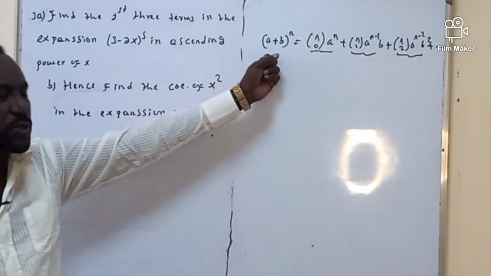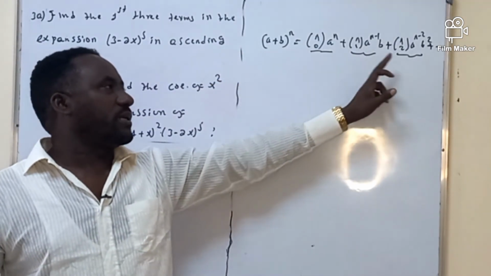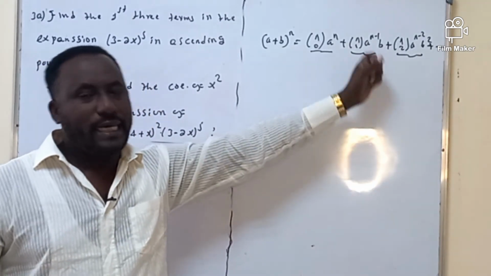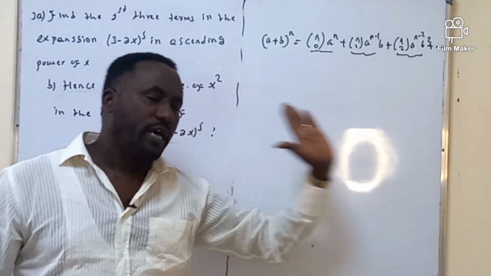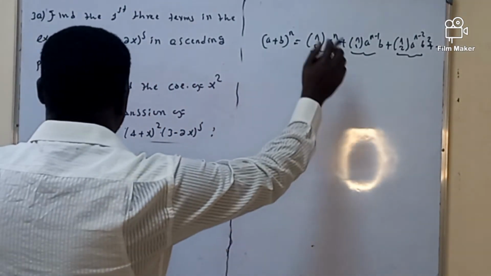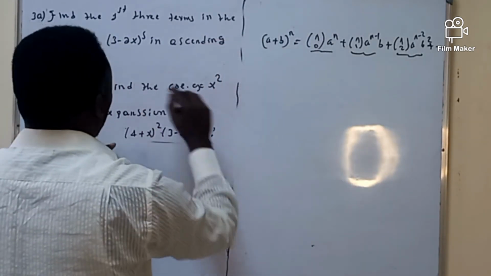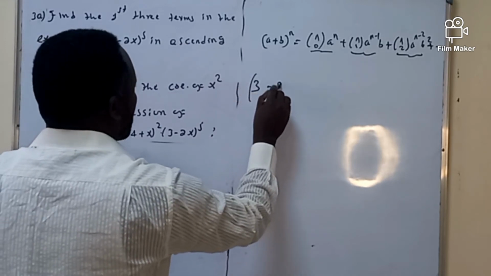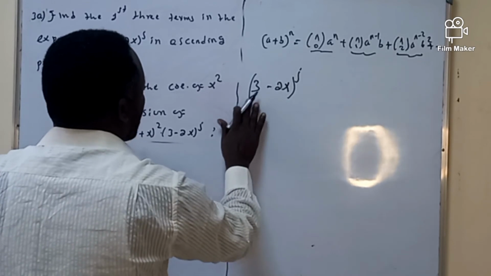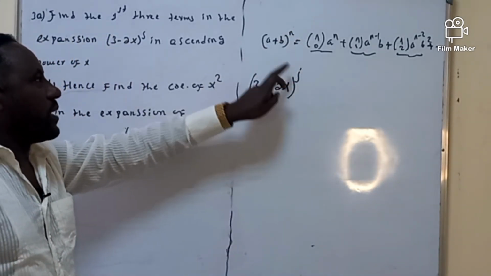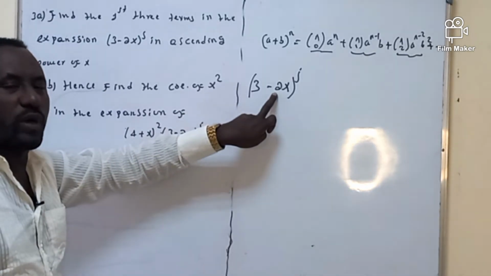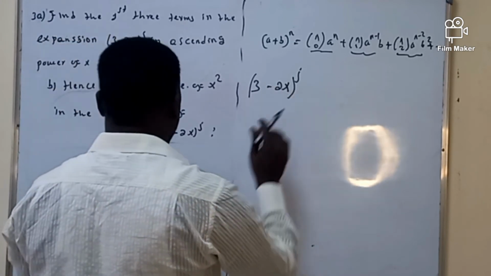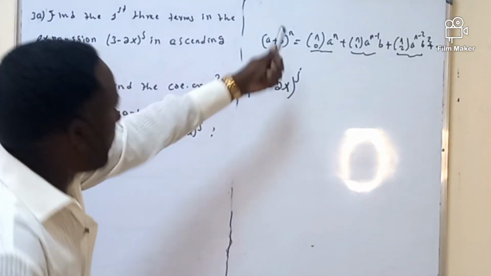So in the expansion of this problem, this is the first, the second, and the third. It is going to be arranged in ascending powers of x. So we have to describe this problem in the form of this one. Based on this case, how are we going to do this? We explain this one: (3 minus 2x) the whole to the 5. What does this mean? n is already 5. a means this one. b means negative 2x. So we can describe this in the form of this one. Let me explain this problem in the form of this case.